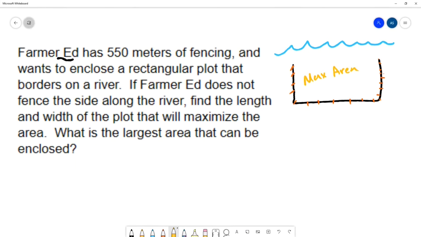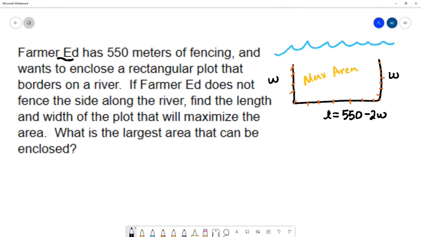Now with a rectangular plot like this, it has two dimensions. It has the length and the width. So we have the length and the width here. Because we're only using three sides, we're going to have two of the widths and only one of the lengths. And I can use that 550 meters of fencing, and if I take away the two widths, I have a formula to come up with the length.